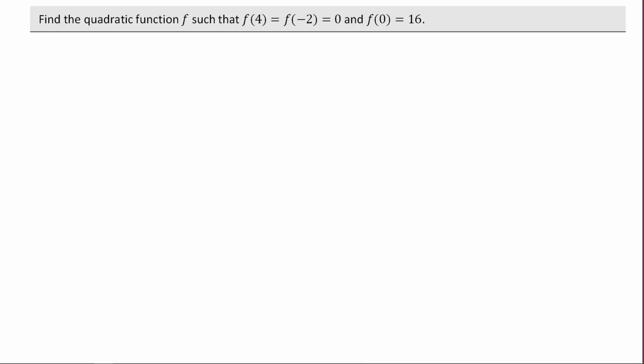We are answering this question before us. It says, find the quadratic function f such that f of 4 and f of negative 2 is equal to 0 and f of 0 is equal to 16. Okay, a couple important things here. We're told that we're dealing with a quadratic. That's important because we know generally what the shape of this graph is going to be.